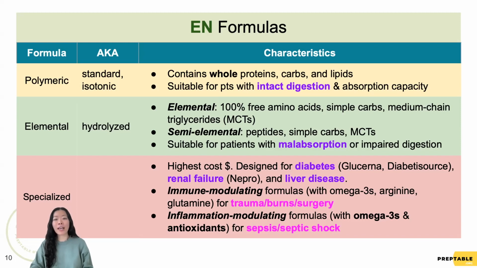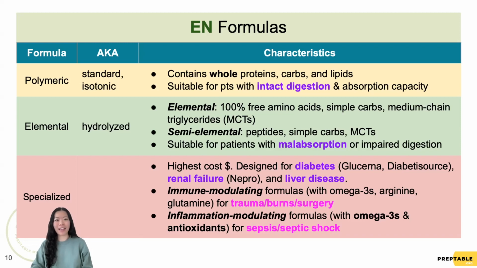In other words, these proteins have been completely broken down into their simplest form, amino acids. Similarly, semi-elemental formula contains amino acids of different length, including peptides. The proteins here are partially pre-digested. An example is Petmin AF.